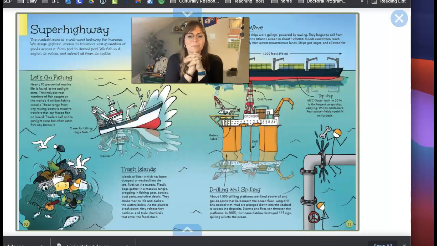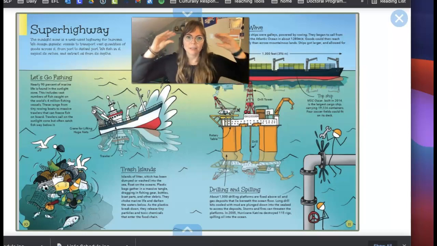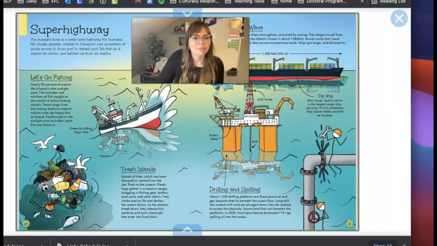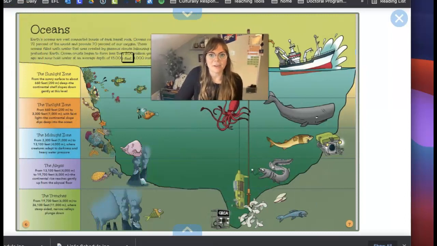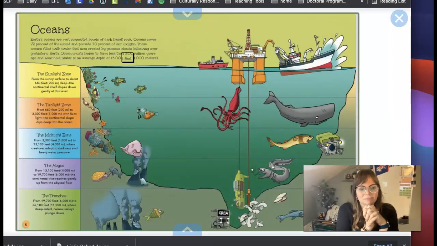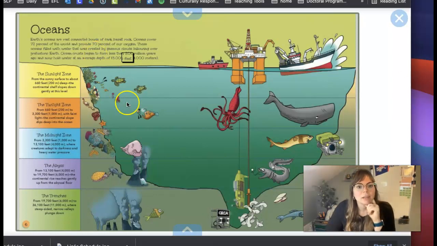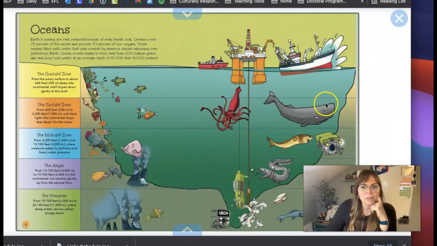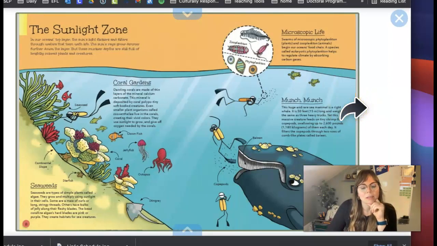Why do you think that is? Why do humans affect the top sunlight layer, but not the other layers as much? I do see some evidence of humans in the twilight zone, the midnight zone, and deep down in the abyss and the trenches, but I'm seeing most human impact on the sunlight zone. Why do you think that is? I'd like you to tell me your answer back on Seesaw.